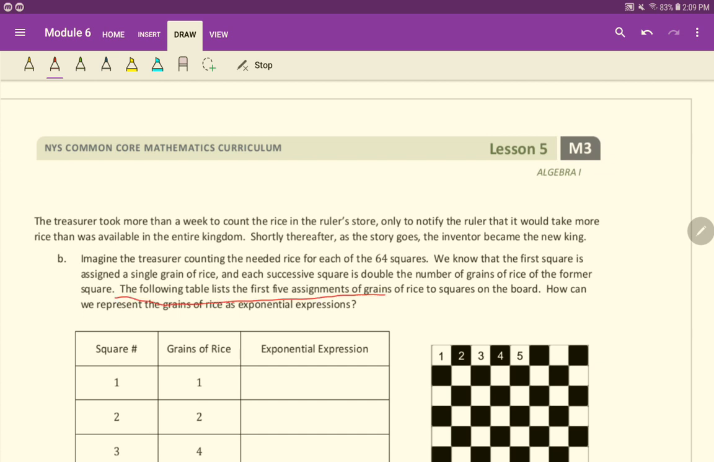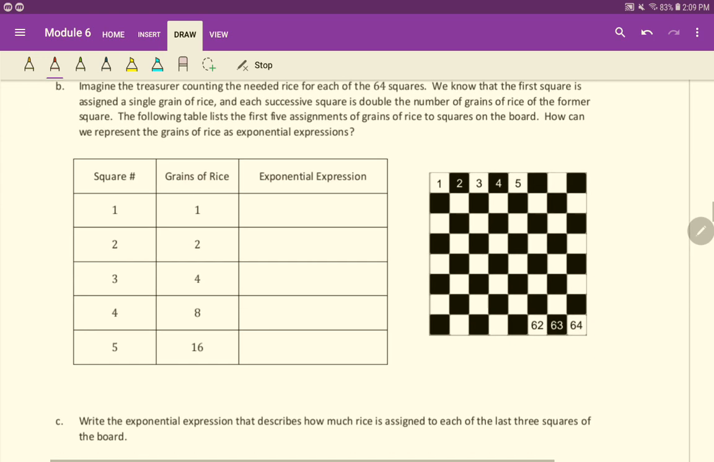The table lists the first 5 assignments of grains of rice to squares on the board. How can we represent the grains of rice as exponential expressions? So he starts with 1 grain of rice. Then for this next one, it's 1 times 2, right? That's 2 grains of rice. This one is 1 times 2 times 2. This is 1 times 2 times 2 times 2. Because again, we start with 1, and then each time we multiply by an additional 2. So this would be 1 times 2 times 2 times 2 times 2.